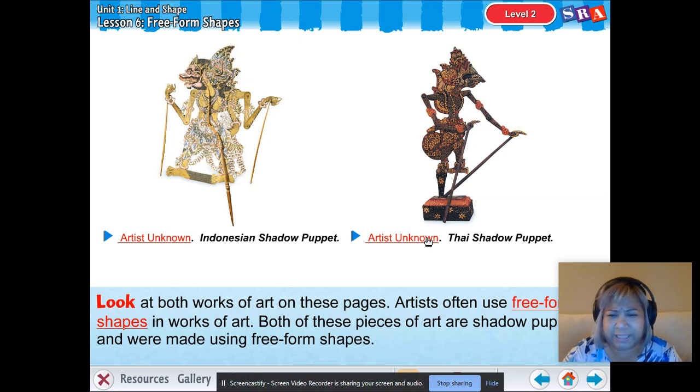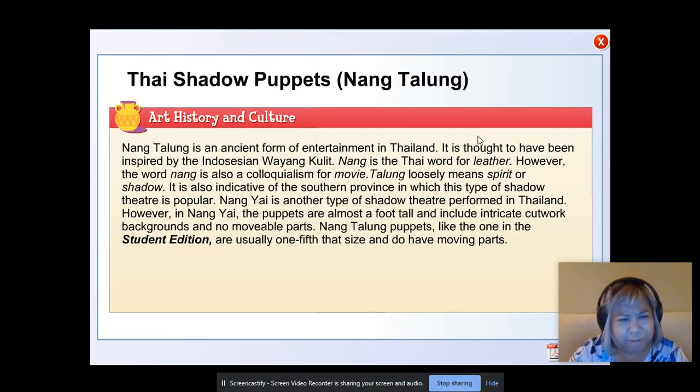Then you have the one in Thailand. This is where I'm from, and this is Nang Talung. It's an ancient form of entertainment in Thailand, and it's thought to be inspired by the Indonesian wayang kulit. That word is for leather, and it means spirit or shadow. You would find more of this if you went to Thailand, which is right above Indonesia. Southern Thailand is where it's really, really popular, where they do the shadow puppets.